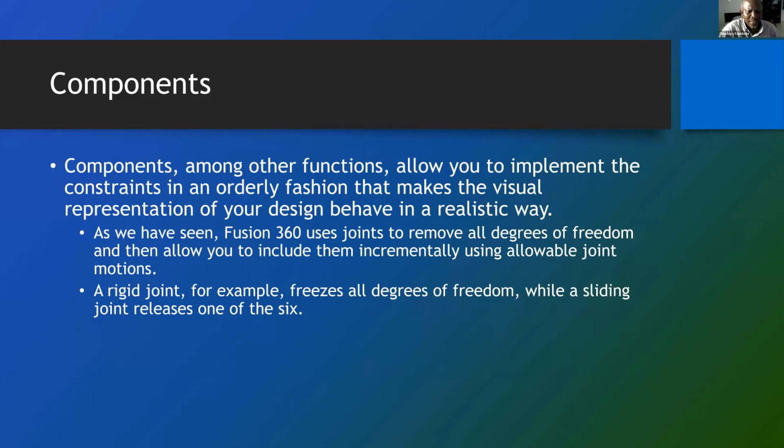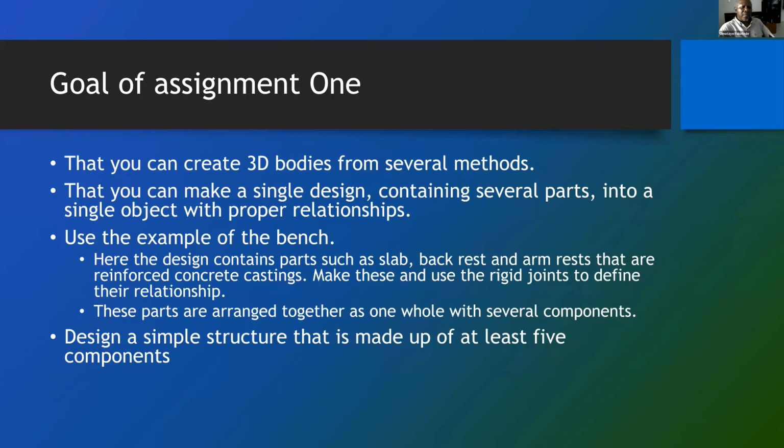As we have seen, Fusion 360 uses joints to remove all degrees of freedom and allow you to include them incrementally using allowable joint motions. A rigid joint, for example, freezes all degrees of freedom, while a sliding joint releases one of the 6. The goal of assignment 1 is to ensure that you can create 3D bodies from several methods, that you can make a single design containing several parts into a single object with proper relationships.